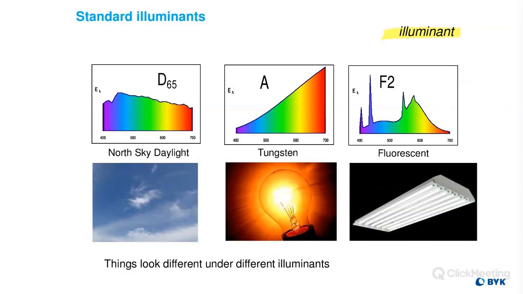And the whole point of this, the reason we need different illuminants, we need to simulate different light sources, is because colors look different under different light sources or different illuminants. And so we need to be able to simulate different ones so we can make sure that our colors match and that they look like they're supposed to under various lighting conditions.